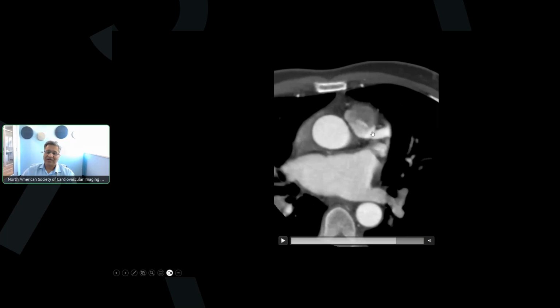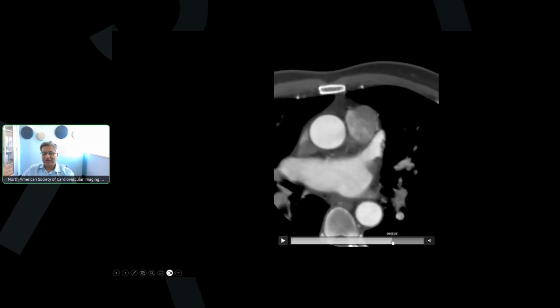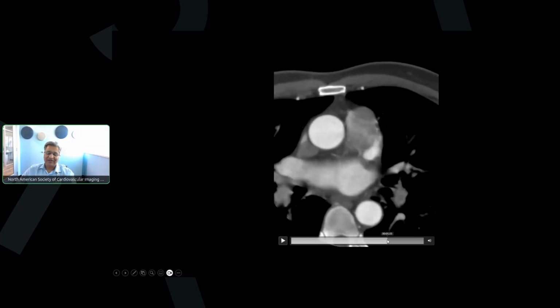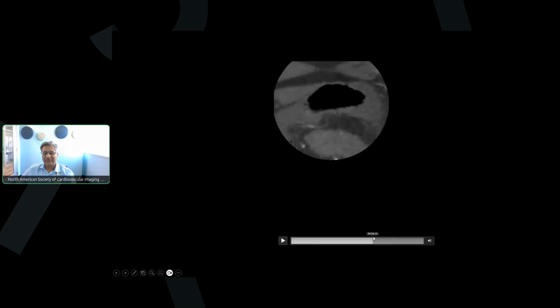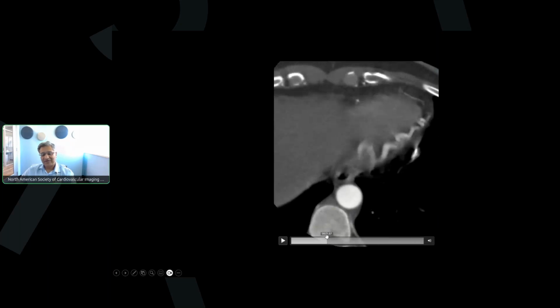Although you can kind of make a guess over here that this is anomalous origin of the left coronary artery from the pulmonary artery. And what we're seeing here is actually a steal phenomenon. All the flow is coming through the right coronary artery, and this dense contrast is actually going through this left coronary artery into the pulmonary artery. So this puts any territory supplied by the left coronary artery at increased risk for hypoperfusion, and sometimes that can be the cause of chest pain in these patients.